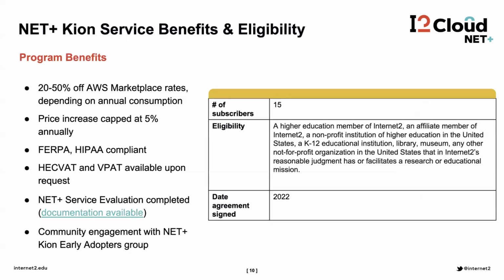Now, the key benefits and eligibility requirements for the Net Plus Kion program. Subscribers enjoy significant discounts of 20 to 50% off AWS marketplace rates based on annual usage. Annual price increase is capped at 5%. It is FERPA and HIPAA compliant. Access to HECVAT and VPAT documentation is available upon request, along with documentation for the Net Plus service evaluation that Kion underwent.